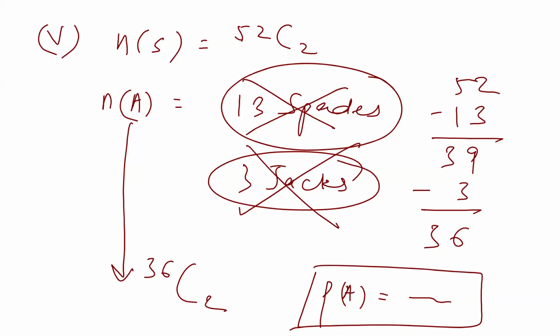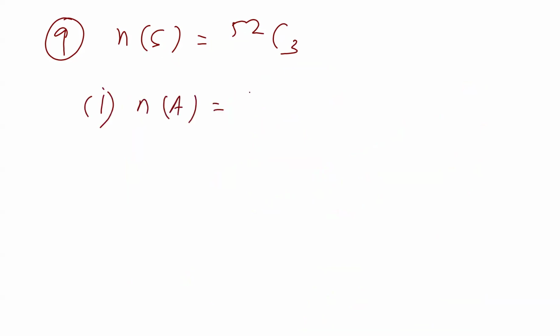Let us go to the next problem. Question number 9. Three cards are drawn from a deck of 52 cards. n of S is equal to 52C3. What is the probability that they all are spades? So n of A, there are 13 spades, so 13C3. So P of A is equal to n of A upon n of S.